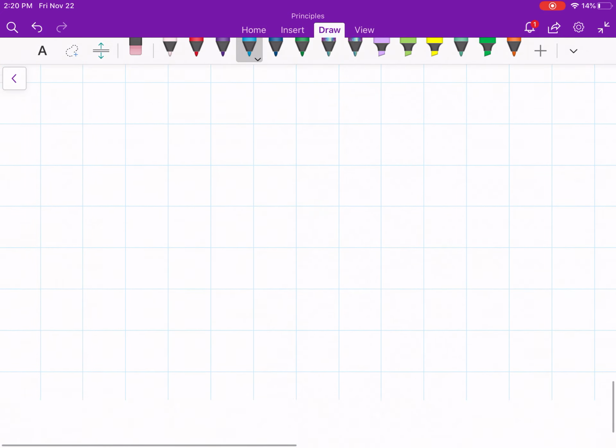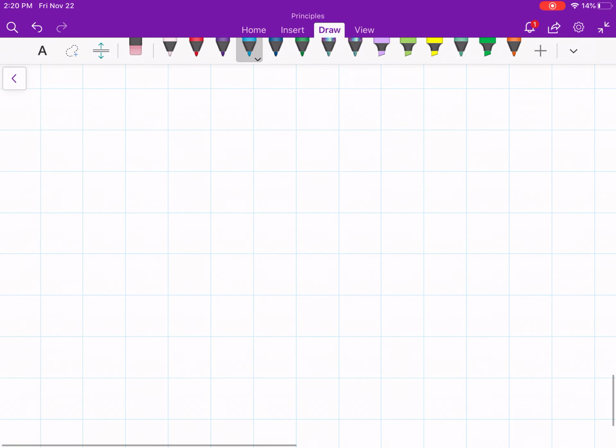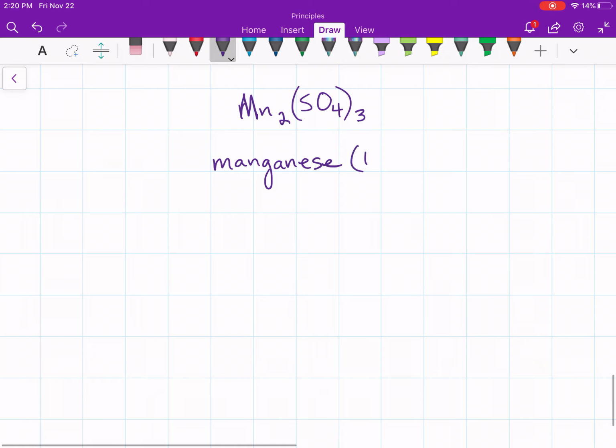Okay, so let's try one more where we are going from formula to name. All right, so let's go with Mn2(SO4)3. Okay, so that is going to be manganese 3 sulfate.